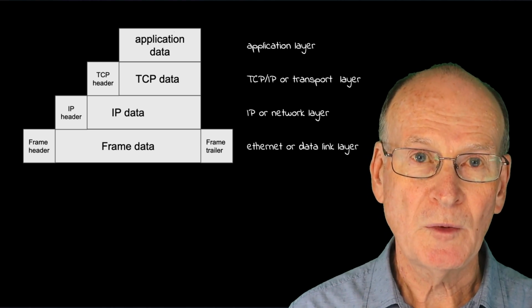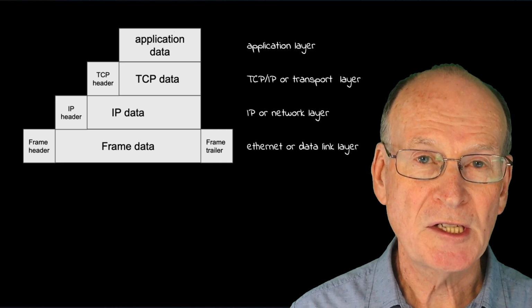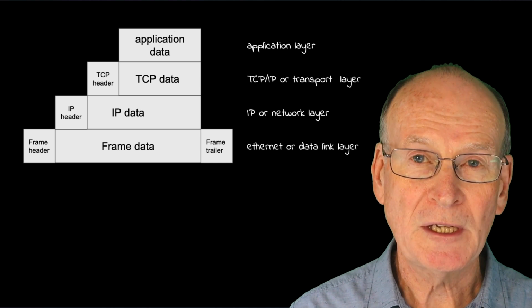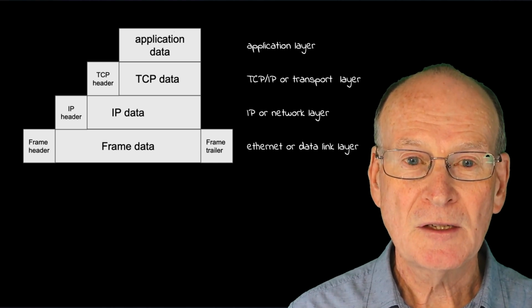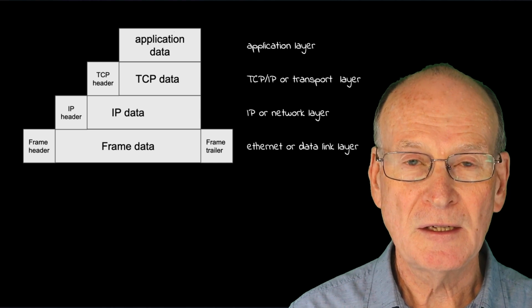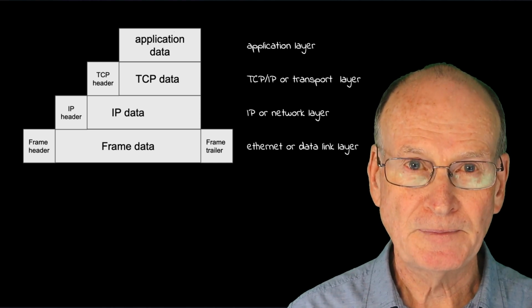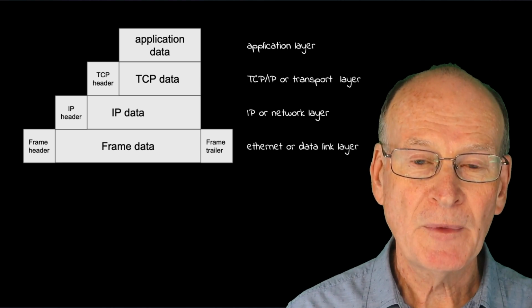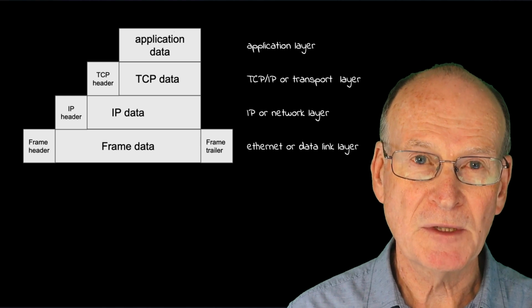Now, this protocol, which sits above the IP layer, is called the Transmission Control Protocol, or TCP, and it's commonly called TCP/IP. And this is, in standards terms, what we call the transport layer. The IP layer we call the network layer, and the Ethernet layer is called the data link layer. These are the standard names.